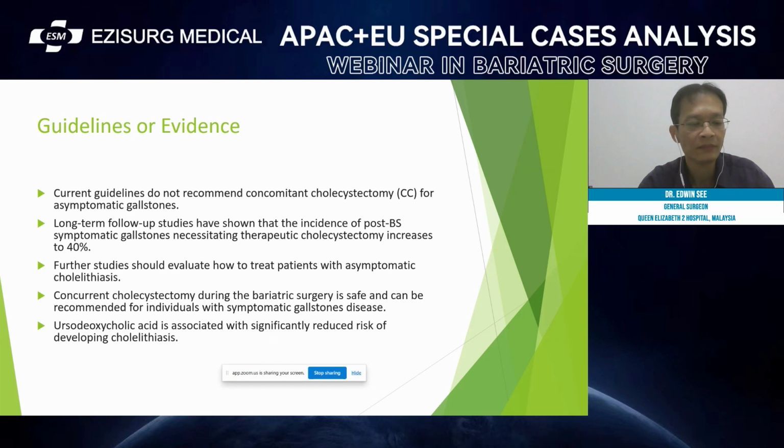Most studies found that concurrent cholecystectomy during bariatric surgery is safe and is recommended for individuals with symptomatic gallstone disease. The use of ursodeoxycholic acid is associated with a significantly reduced risk of developing gallstones.